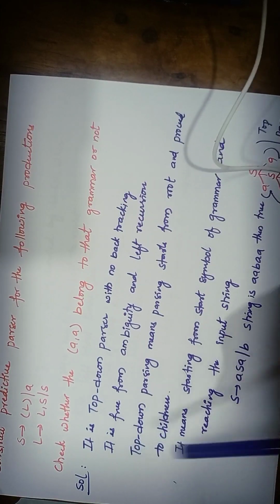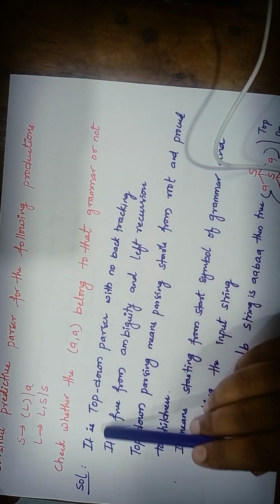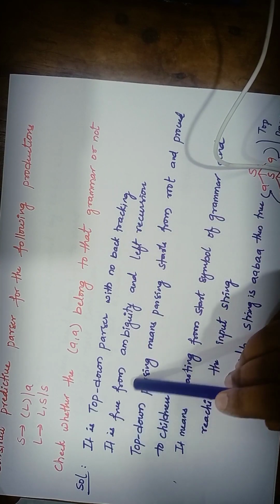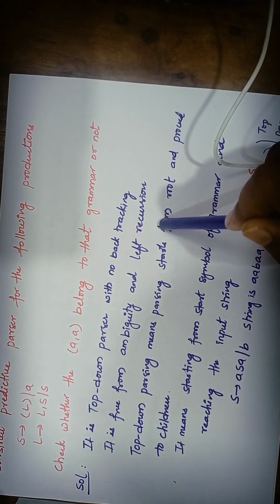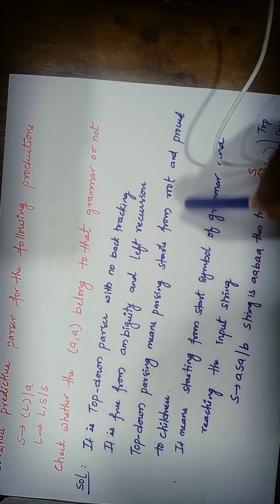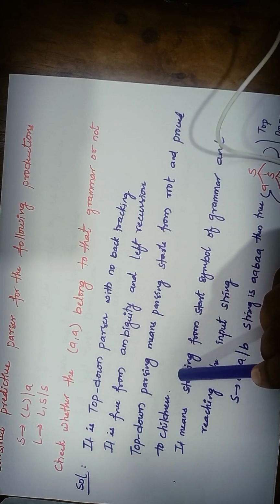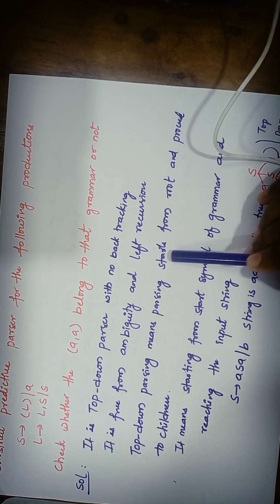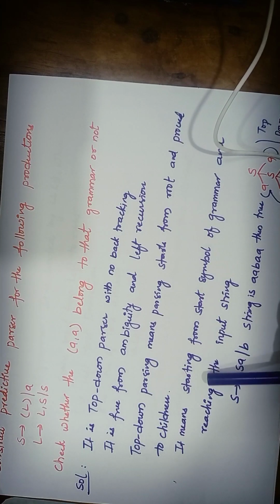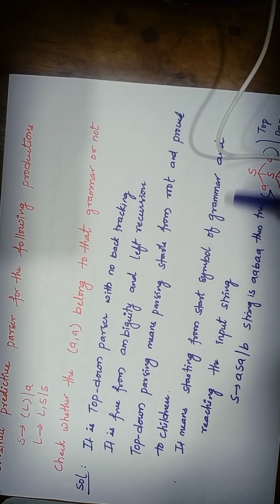First we are going to see what we mean by predictive parser. This predictive parser is a top-down parser with no backtracking, and it is free from ambiguity and left recursion. Top-down parsing means parsing starts from the root and proceeds to the children. It means starting from the starting symbol of the grammar and reaching the input string.